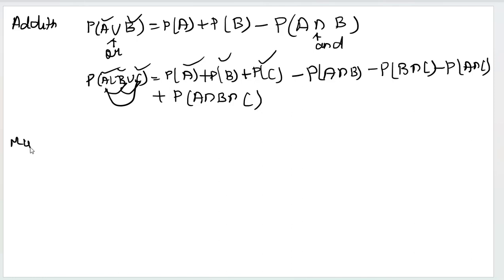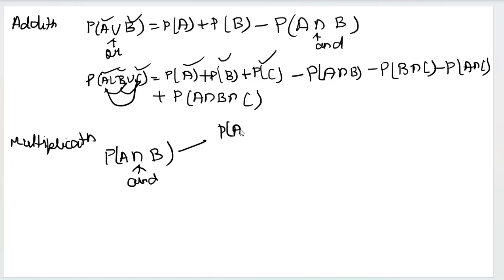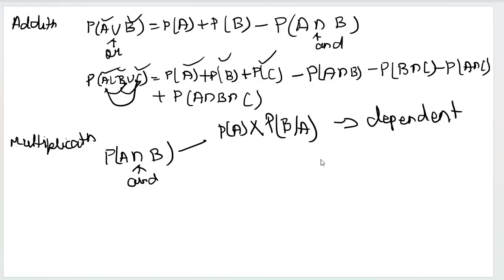There is the multiplication theorem. Multiplication theorem says that the probability of A intersection B, which is read as A and B, has two formulas. One is P of A into P of B given A. This is to be used in case of dependent events. And there's one more formula, P of A into P of B. This is to be used when the events are independent.